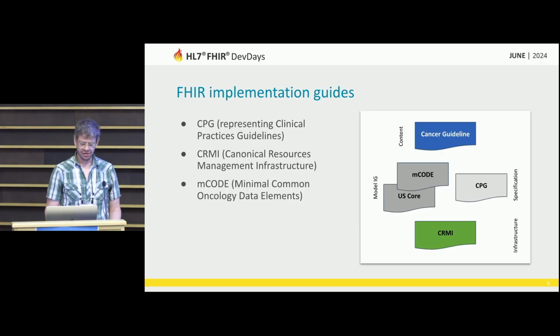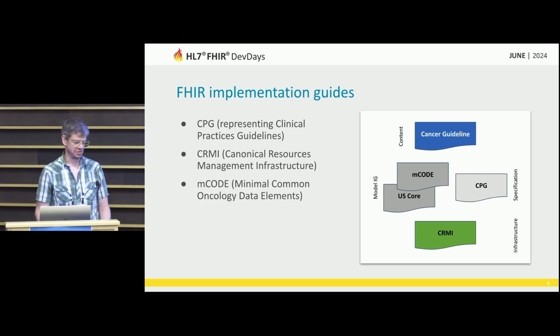We're going to talk a little bit about US Core and an implementation guide called mCODE, which was built on top of US Core, specifically for oncology data exchange. We'll talk a lot about the CPG, Clinical Practice Guideline IG, a little bit about CRMI, which is mentioned towards the end, and then we're going to work on building this cancer guideline.